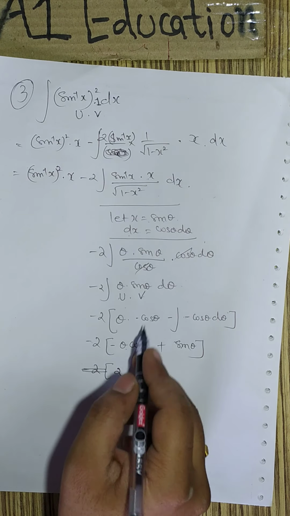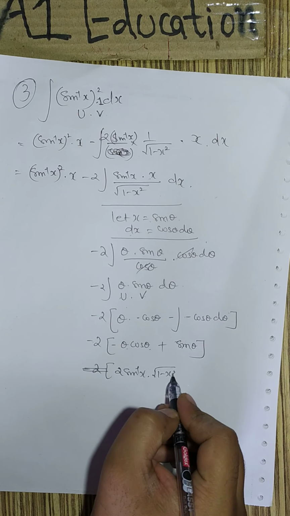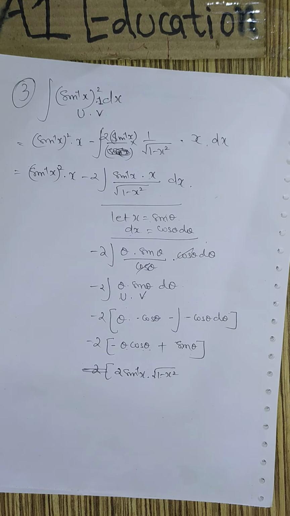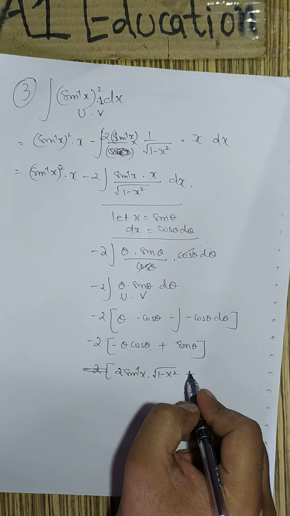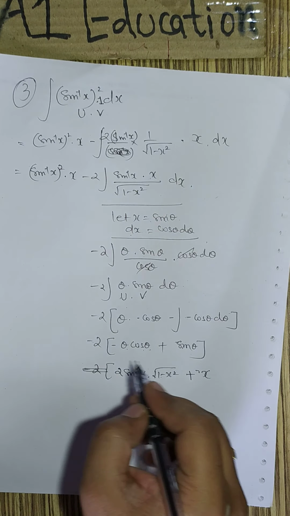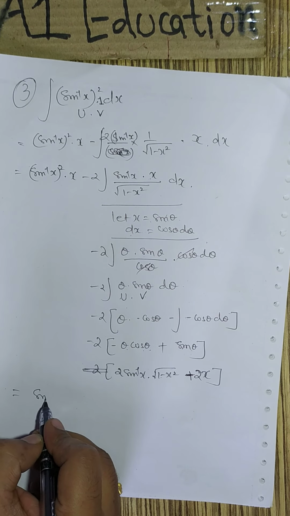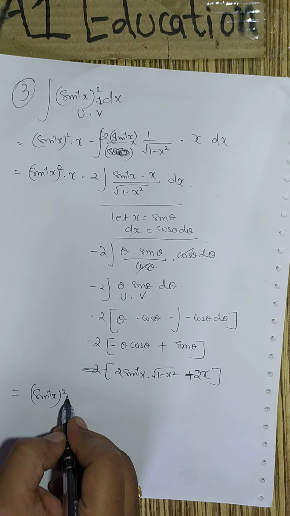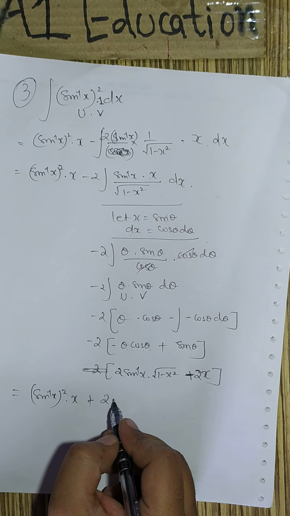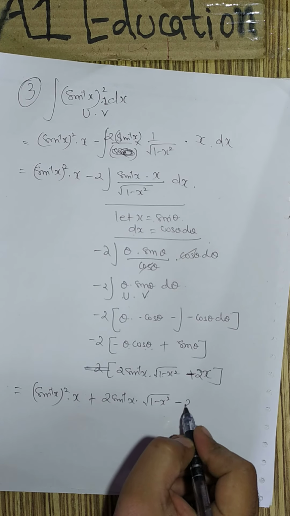In place of theta it will be sine inverse of x, and cos theta can be written as root of 1 minus x² since sine theta is x. So obviously cos theta will be root of 1 minus x², plus the value of sine theta, that is x. This is minus 2x. So the final answer will be sine inverse of x whole square dot x, plus 2 sine inverse of x dot root of 1 minus x², minus 2x.